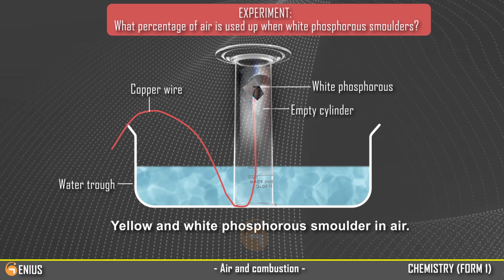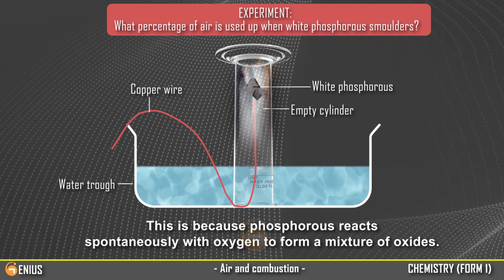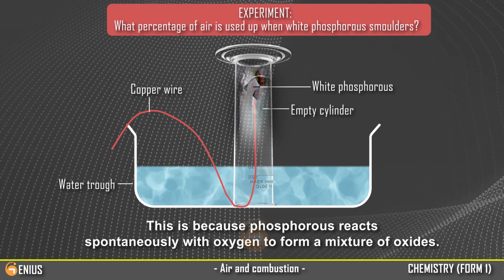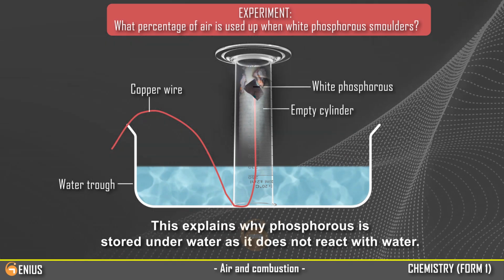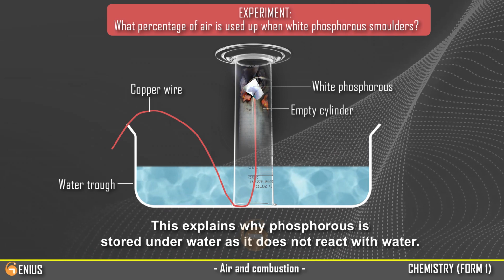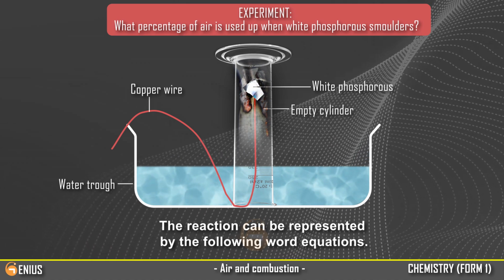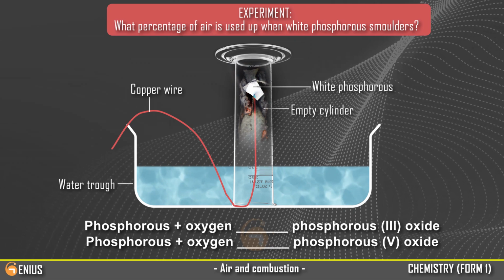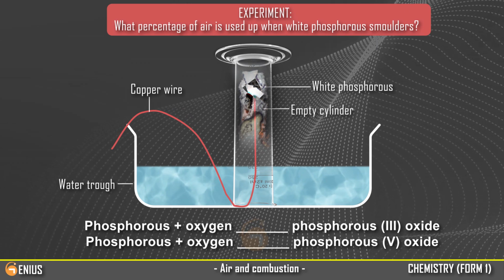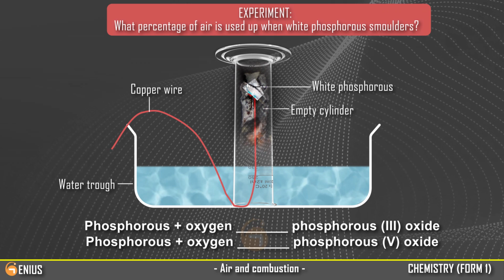Yellow and white phosphorus smolder in air. This is because phosphorus reacts spontaneously with oxygen to form a mixture of oxides. This explains why phosphorus is stored underwater, as it does not react with water. The reaction can be represented by the following word equations. Phosphorus plus oxygen produces phosphorus(III) oxide. Phosphorus plus oxygen produces phosphorus(V) oxide.